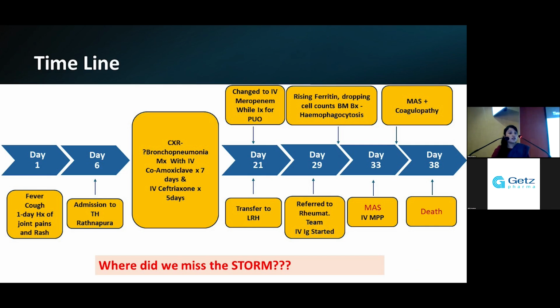so moving back to the timeline of our second patient, what happened to her? On day 21, as I mentioned earlier, the patient was transferred to us, and the pediatric team changed her antibiotics to IV meropenem while investigating for PUO. And on day 29, she was referred to the rheumatology team, and we had the suspicion of macrophage activation syndrome on the same day and started IVIG. But after 4 days, even though we had started IV methylprednisolone pulse therapy, the patient developed massive coagulopathy and succumbed to death. So where did we miss the cytokine storm here?